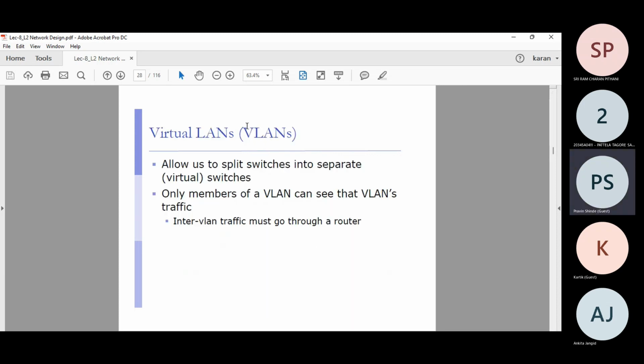See, virtual LAN, VLAN. You know about the VLAN and you have configured it as well. It allows splitting switches into separate virtual switches. Only members of a VLAN can see the VLAN traffic. Inter-VLAN traffic must go through a router. So what is the VLAN role in our layer 2 switches, aggregation switches?